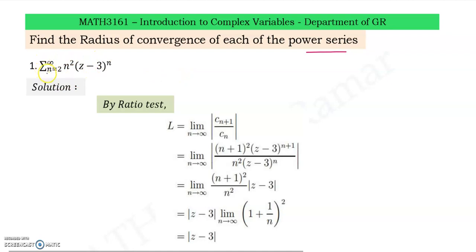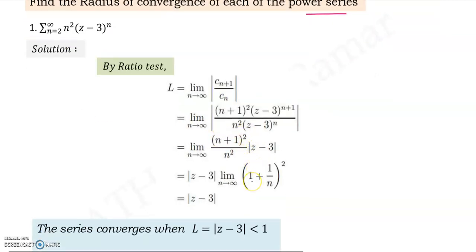So we have to find the radius of convergence. As we know, we apply the ratio test. We know that the limit as n tends to infinity of c n plus 1 by c n, you can write a n plus 1 by a n or c n plus 1 by c n, this value is L. Just replace here. This is c n. So c n plus 1 means (n plus 1) squared (z minus 3) power n plus 1 in the numerator. Then in the denominator you write c n. Then you simplify it.